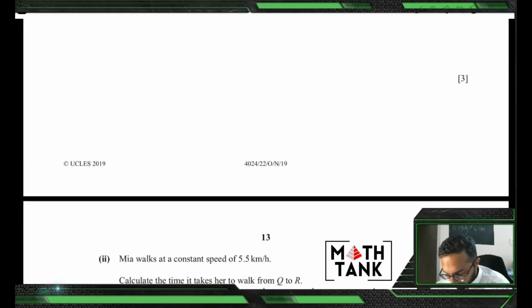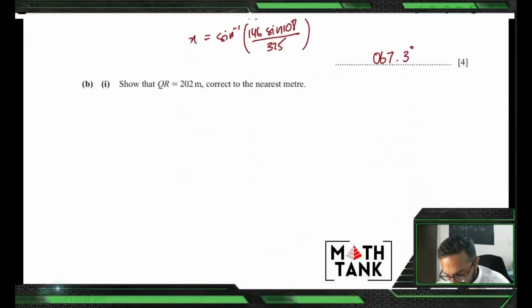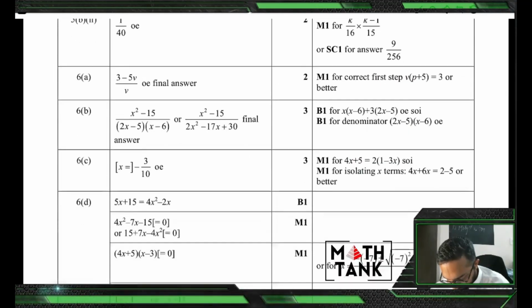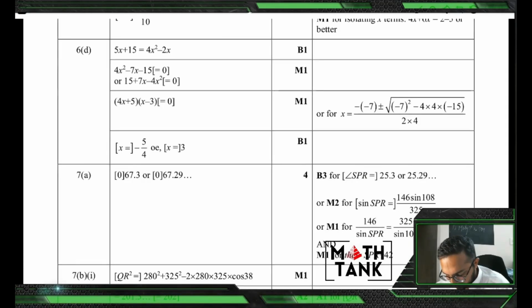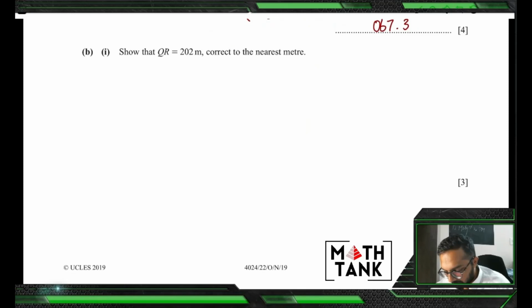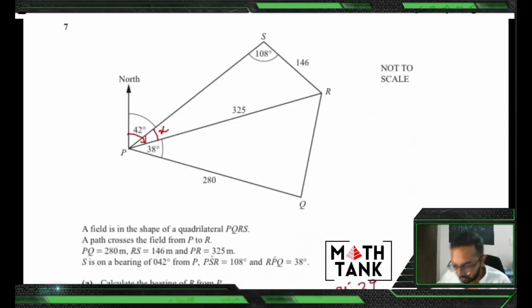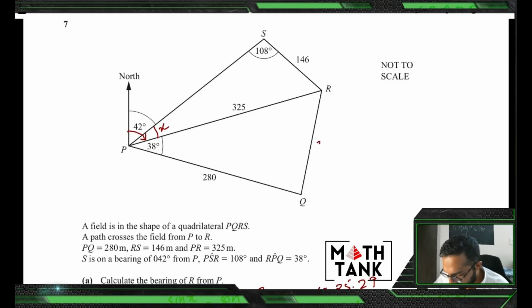Let's check quickly if that's the correct answer. The marking scheme should be here. 067.3, yes. Show that QR equals 202 meters. So where is QR? QR is here.